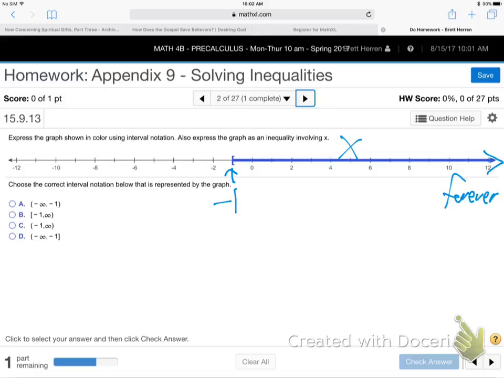And how do you say forever in math? Infinity. Yeah, the sideways 8, the eternity symbol, the forever symbol, because it just keeps going and going. So that means the x is between -1 and infinity. Now, we don't write it like this, though. We don't put a -1 and an infinity.